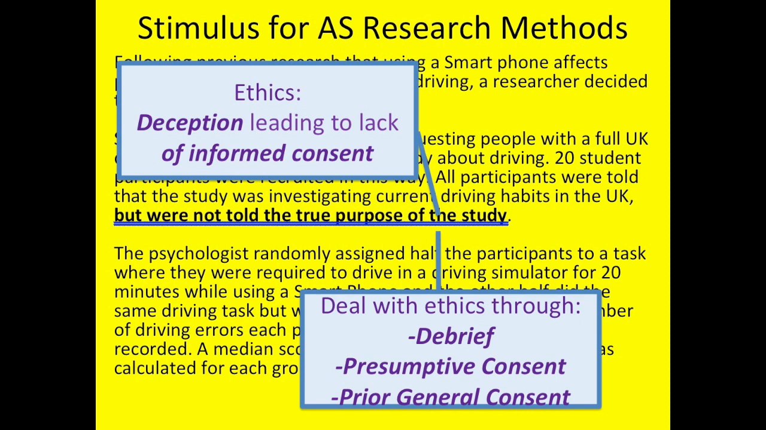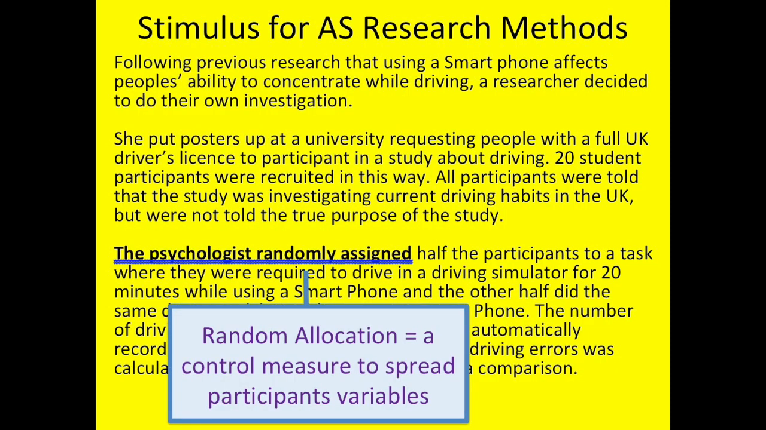So presumptive consent means that you ask a similar group of people if they would take part after giving that similar group all the aims and purposes. And if they agree, then you can presume that your participants would too. Prior general consent means you give people a big list of possible investigations and they tick which ones they'd like to take part in or they agree to, and they know that there's going to be an element of deception.